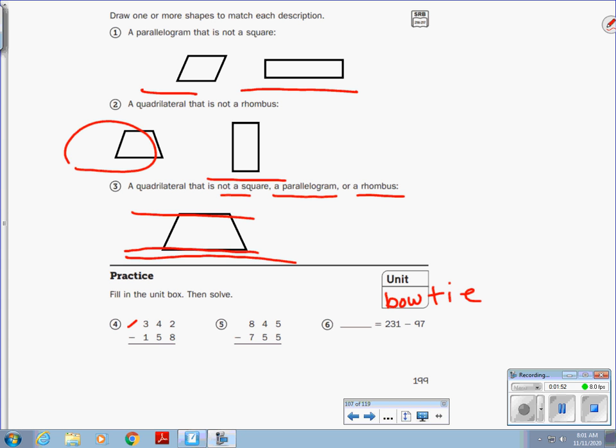come over here. I'm going to borrow from that 4 tens. I'm going to make that 3 tens. I'm going to bring a set of 10 over here, so this now becomes 12. 12 minus 8 is 4.